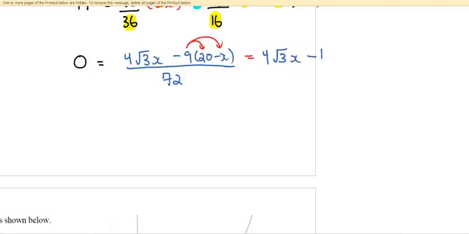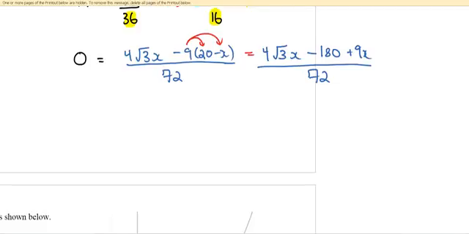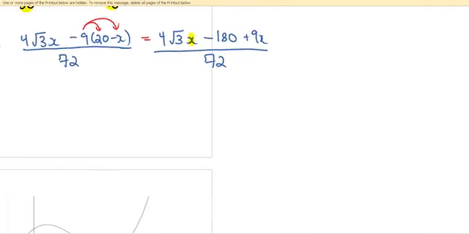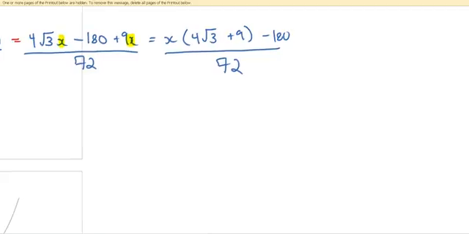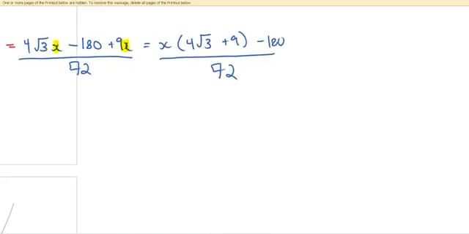This is going to be 180 plus 9x divided by 72. Okay. And then what I can do next is that I have an x here and an x there. Let's go ahead and factor those x's out. Let's say 4 root 3 plus 9 minus 180 divided by 72. Okay, so I did all that and simplified all that, and once I've simplified that, I need to set my derivative equal to 0, so I'm just going to erase all this over here and put a 0 here.